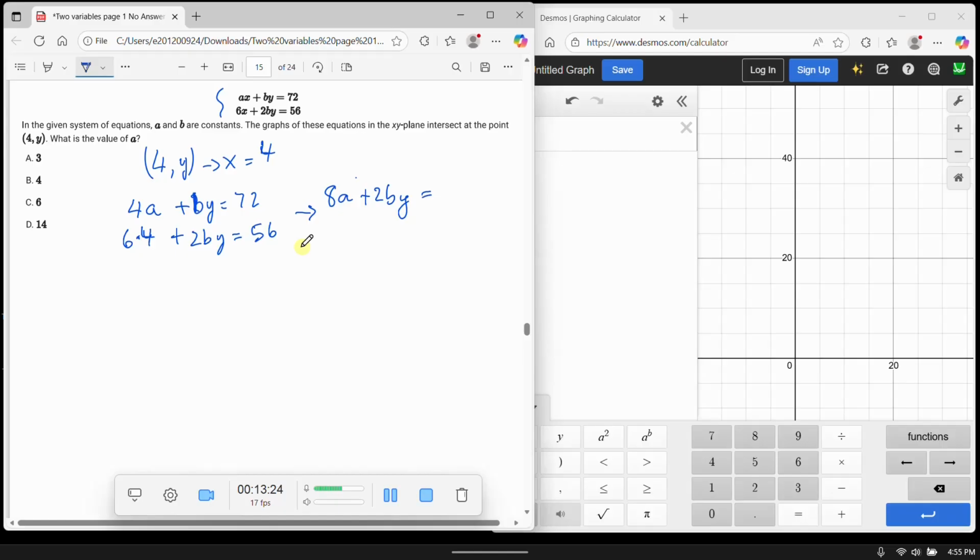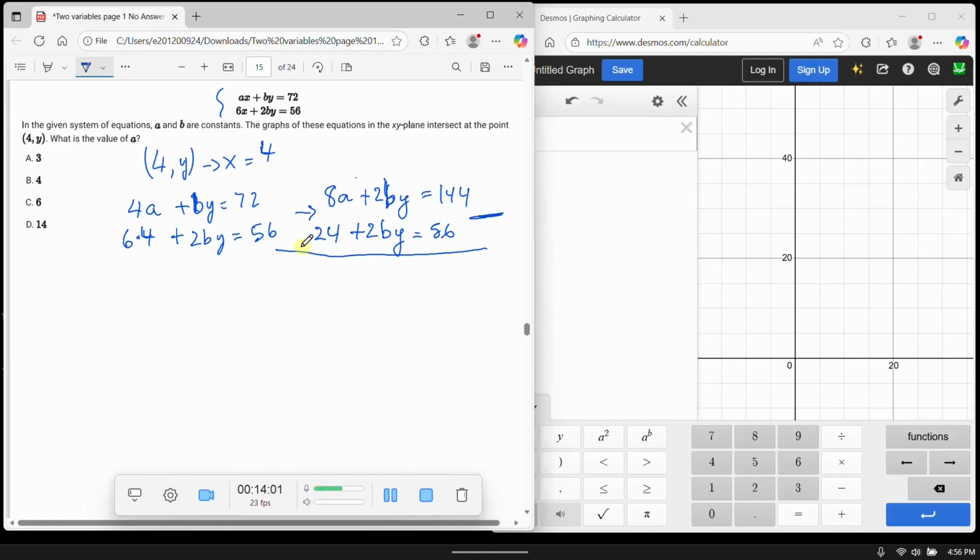Now 72 times 2 is 144. My second equation I keep exactly the same. 6 times 4 is 24. This is the letter B. I'm not trying to confuse you with that number 6 there. 2by equals 56. So now since I have the 2by on the first equation and I have 2by on the second equation, what I would do is I'm going to subtract.